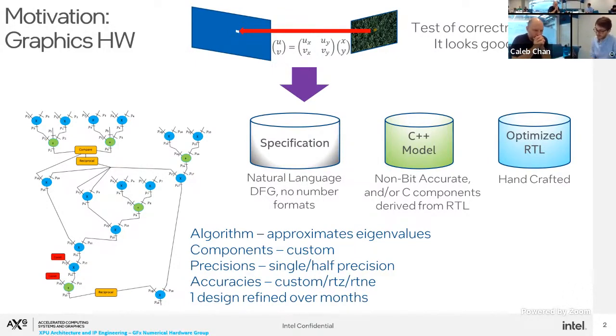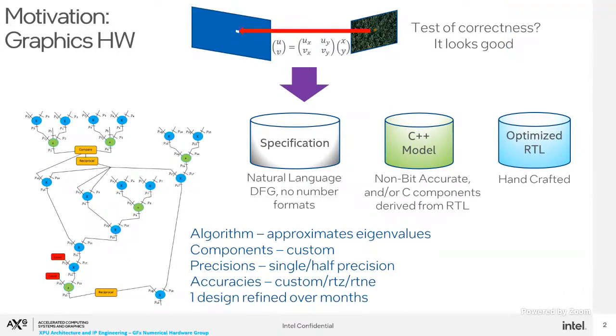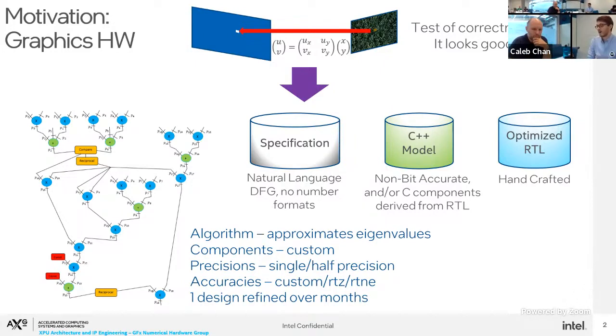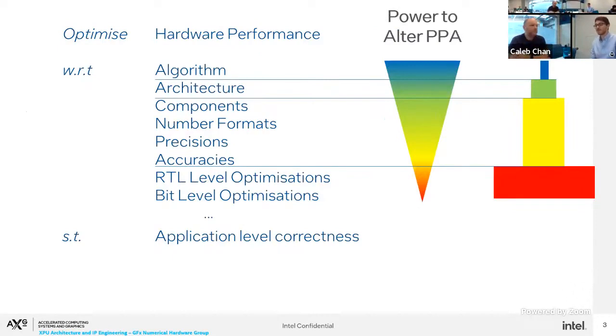The algorithm which we've been playing with as a group, a numerical hardware group led by Theo Drain, is basically generating approximate eigenvalues. And we've got a ton of different choices, like what components to use, what precision to use, what accuracies. And we've been working on this for actually years. When we look at this spectrum, you can do things at the top level of optimizing your algorithm, optimizing your architecture, all the way down to doing RTL level optimizations and bit level optimizations.